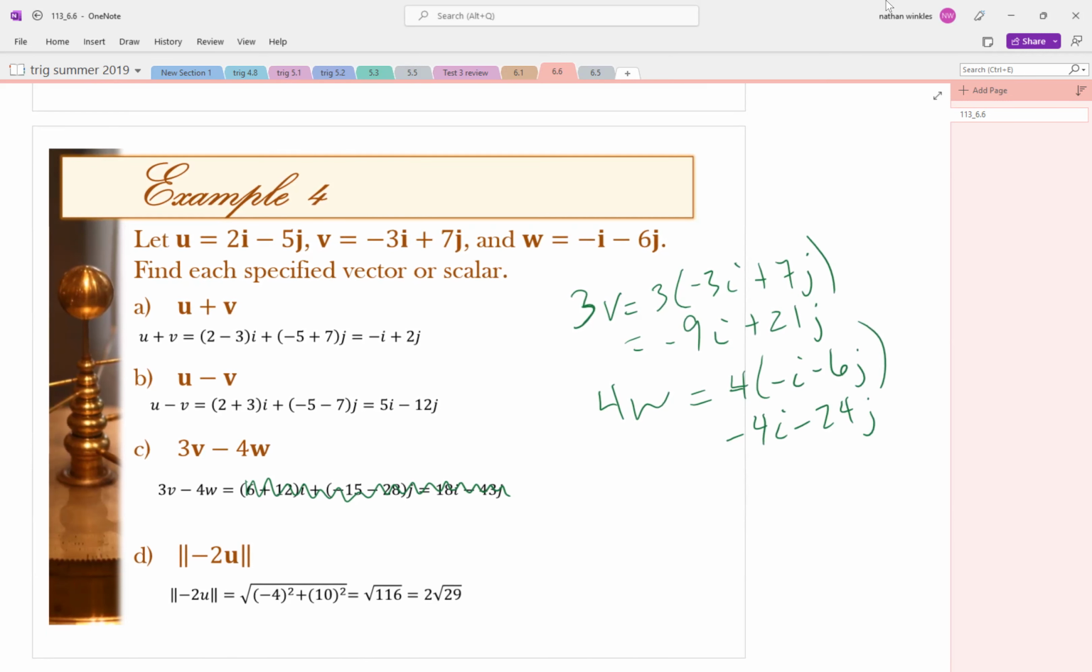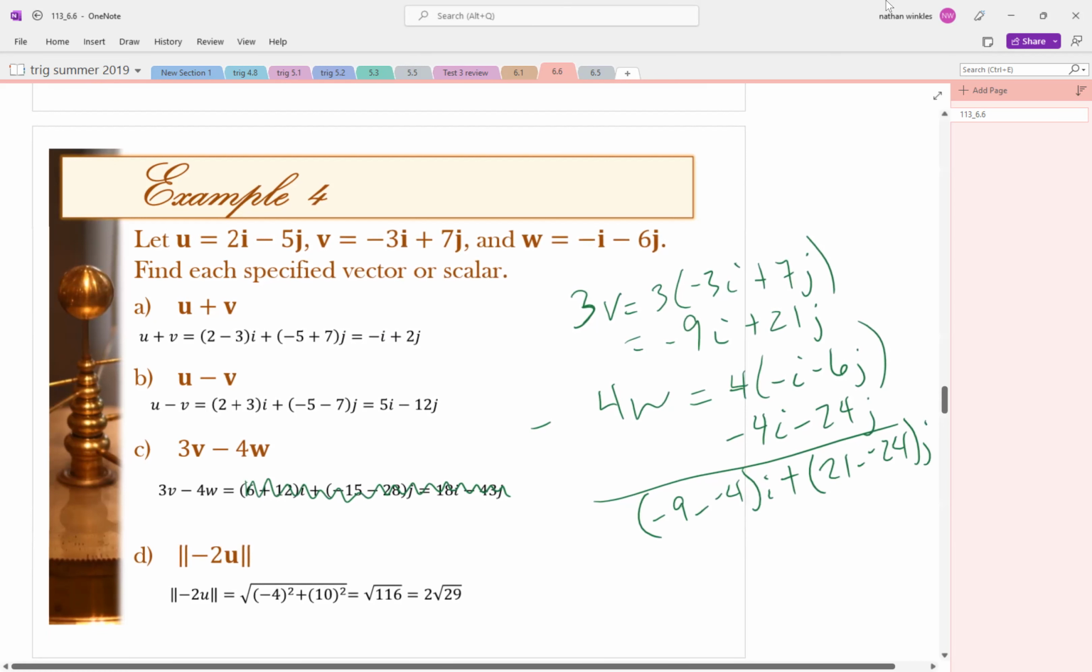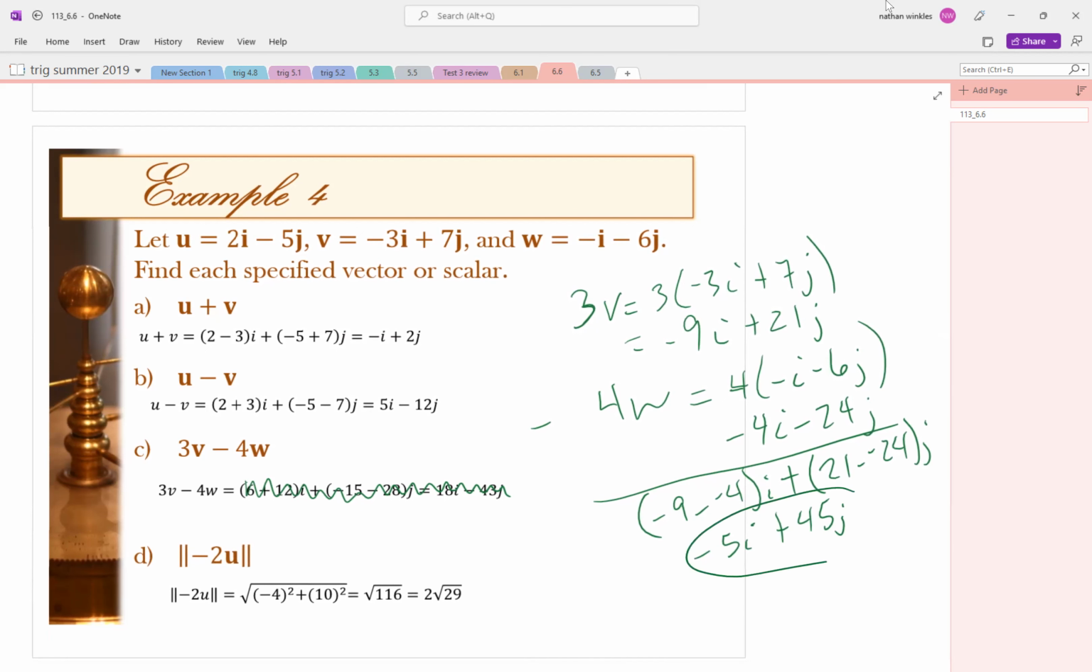So then we're told to do 3v minus 4w. So that's going to be -9 minus a -4 times i plus 21 minus a -24 times j. So we get -5i plus 45j.